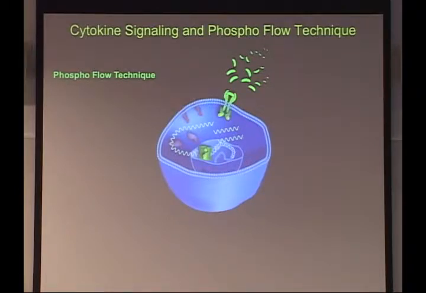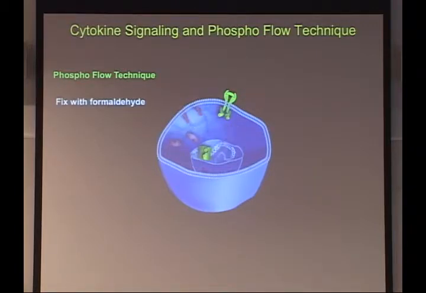So then at this point is where the phosphoflow technique takes over. The first thing that we do in the technique, and we'll go into how we got to this point, is fix the cells with formaldehyde. The point of fixing the cells is basically to stop everything that's happening inside those cells.